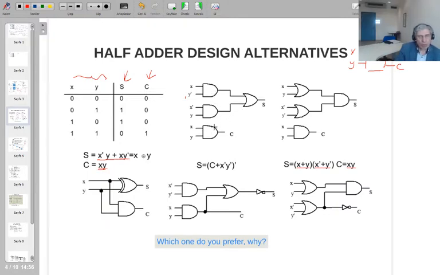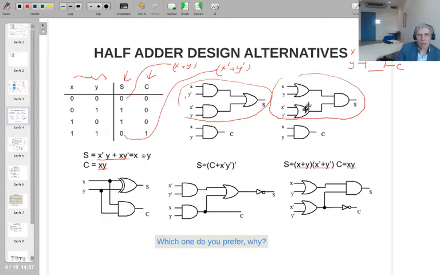That's the first canonical form design. Let's come to this one. We could consider here the zeros. If you consider the zeros, what are going to be those? So that means zeros, second canonical form. That means product of sums. What is the sum term for this one? x plus y. What is the sum term for this 0? It is x prime plus y prime. So for the S function, these are the sum terms, and that's the product. So that's the S. So this is the first canonical form. This is the second canonical form.